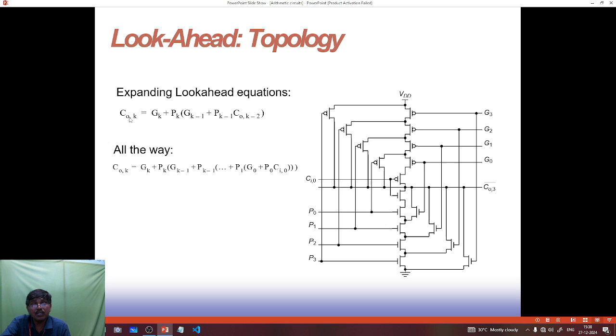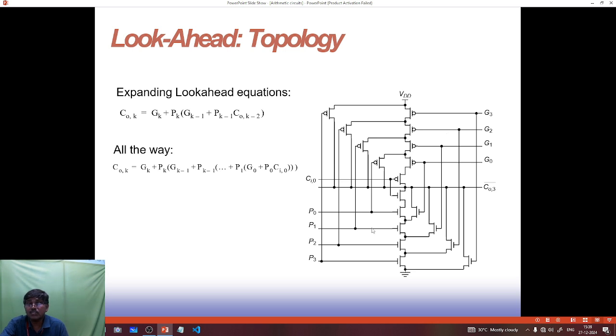Or we have to consider C of 0, k is equal to 0. So what happens? C0,k with k equal to 0 means C0,0, which is G0 plus P0 into G minus 1, and so on for minus 2. So now it will be gradually increasing. Here the formula is given: Gk plus Pk into G k minus 1 plus P k minus 1, P1 into G0 plus P0 Ci into Ci,0.